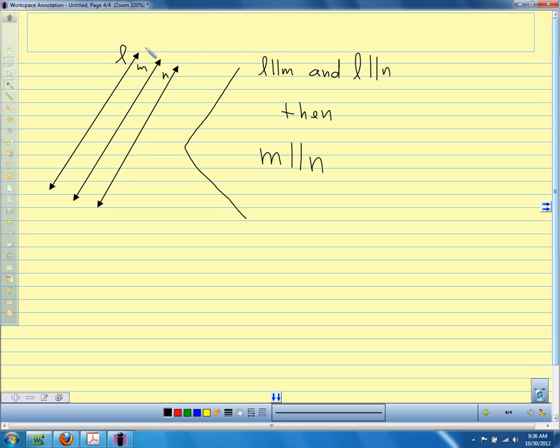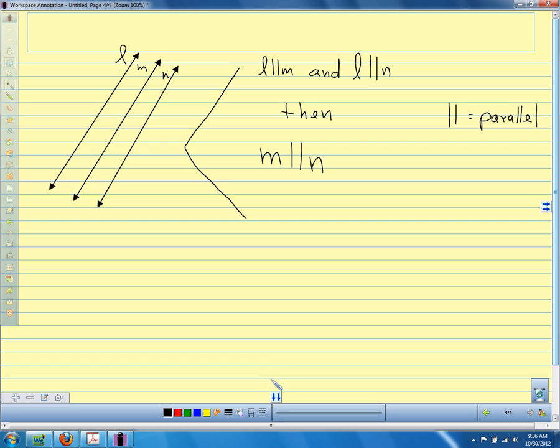So if one line is parallel to two other lines, then those two lines are parallel to each other, is what that's telling us. And these double lines again mean parallel. So this that needs to go away, please.